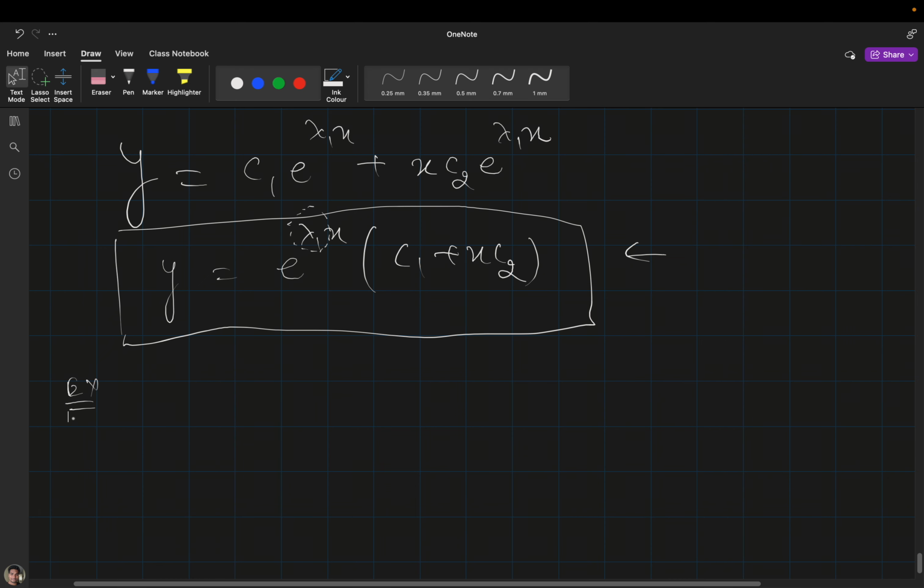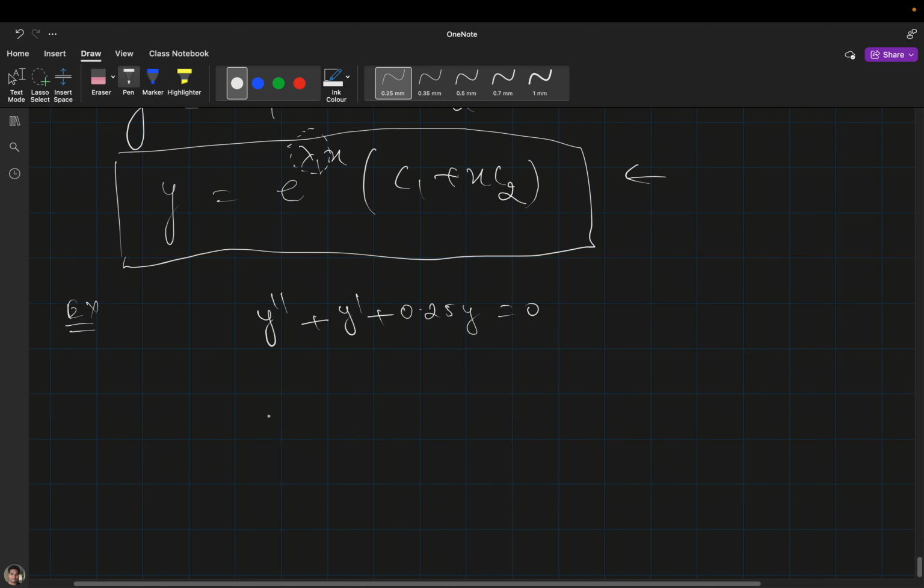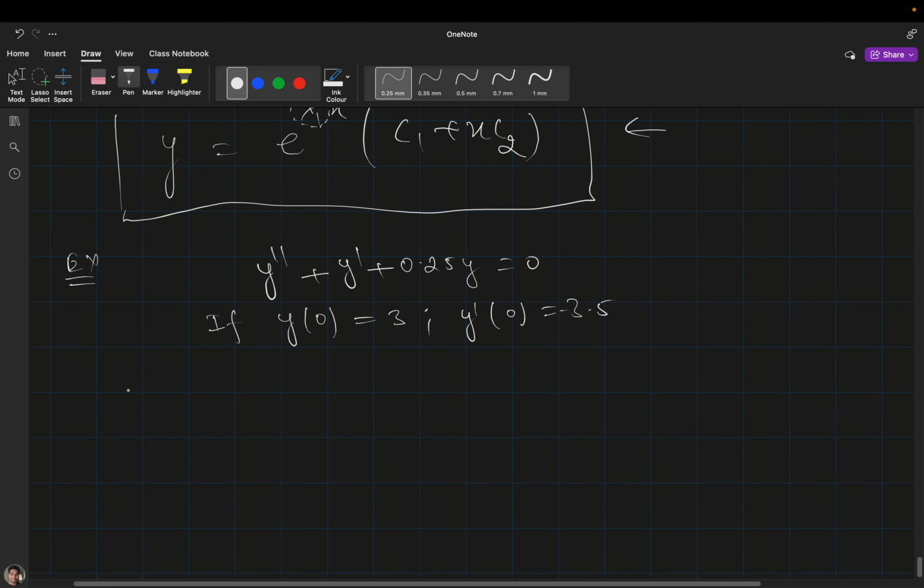Any problem here? Tell me. So let's take one example. Suppose you have one differential equation, something like this. And this is an initial value problem, and the initial conditions are y(0) equal to 3 and y'(0) equal to minus 3.5. Then what will I do?